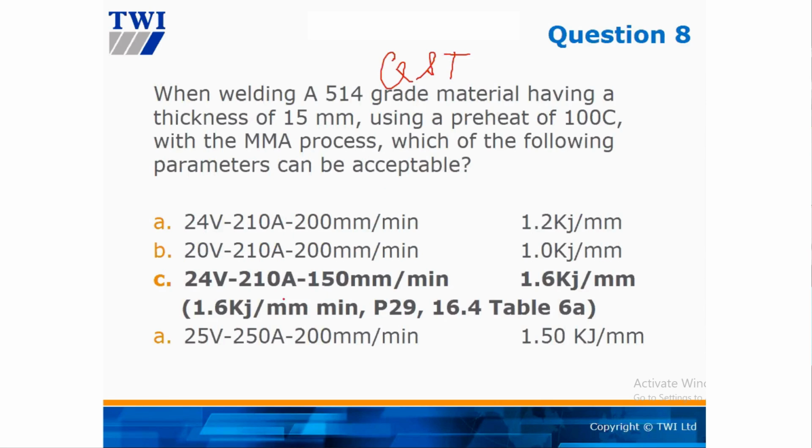1.6 is the minimum heat input. So the same thing, we do calculations, and C is the best answer because the minimum we got is 1.6. The others are less than minimum. So minimum required from the table is 1.6 kilojoule. If you do the calculation, all the others are below 1.6. Okay.